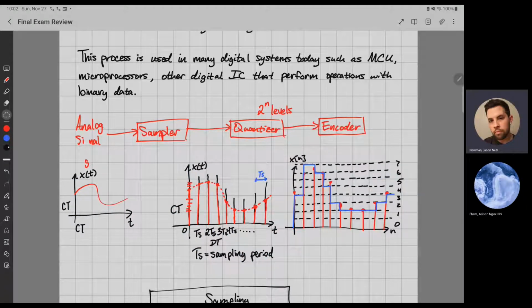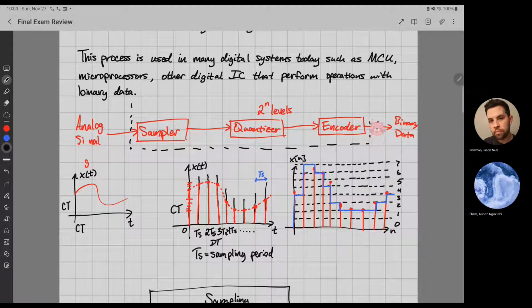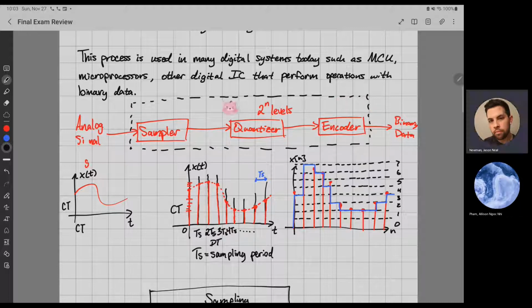Okay, so this would be the encoder. The encoder basically converts all of these values that the quantizer produced into binary values. So then it turns into binary data. And so everything in here is considered the analog to digital converter, right? So these are all part of the analog to digital converter process.